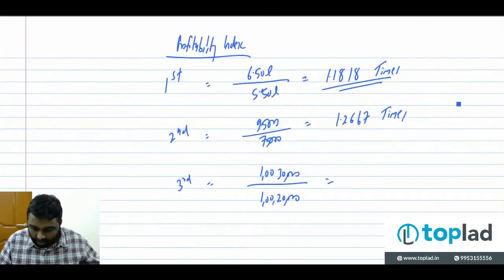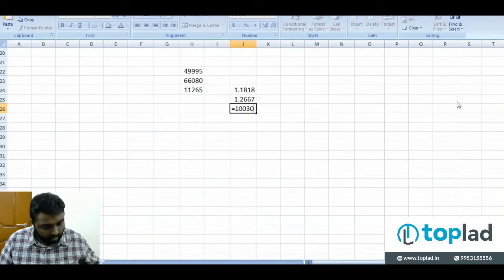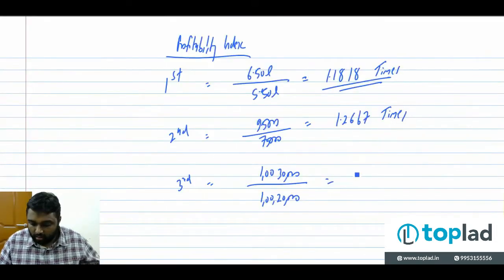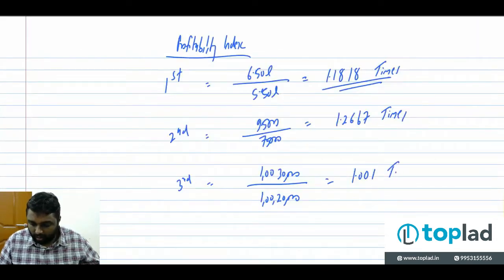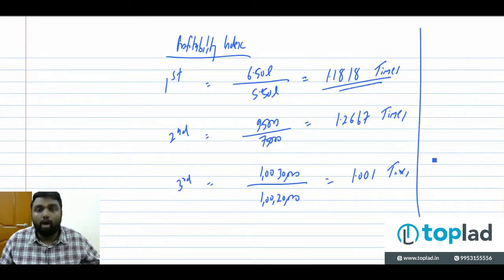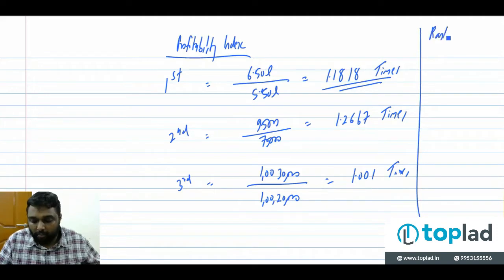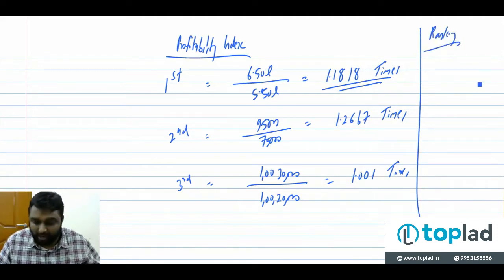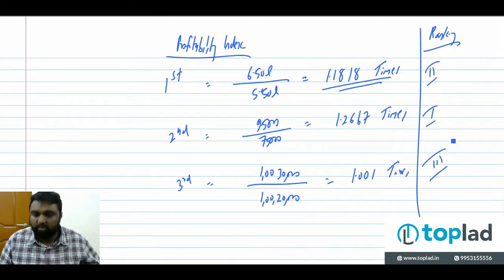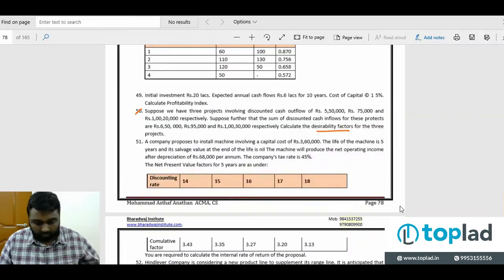Next, 1 lakh 30,000 divided by 20,000, 1.0111 times. See, they are not telling us to do the ranking, but we can do ranking for better understanding. Higher the index, better the option. So this will be rank 1, this will be rank 2, this will be rank 3. All are above 1, very good option.